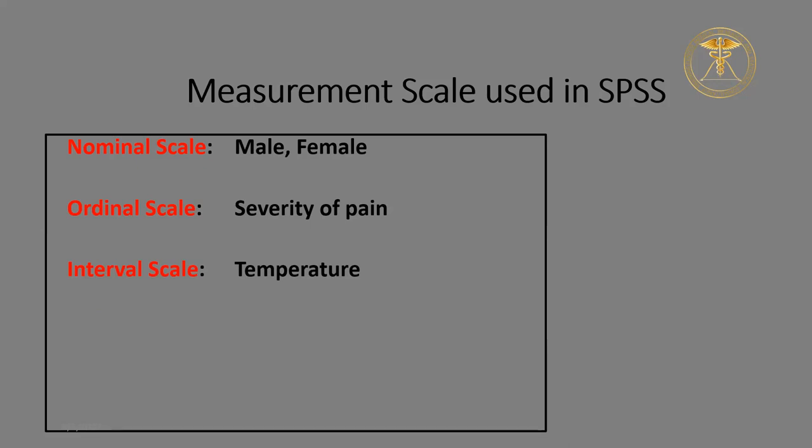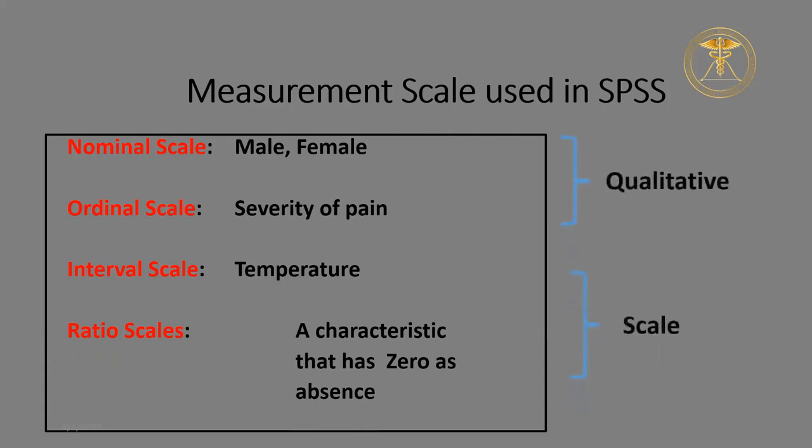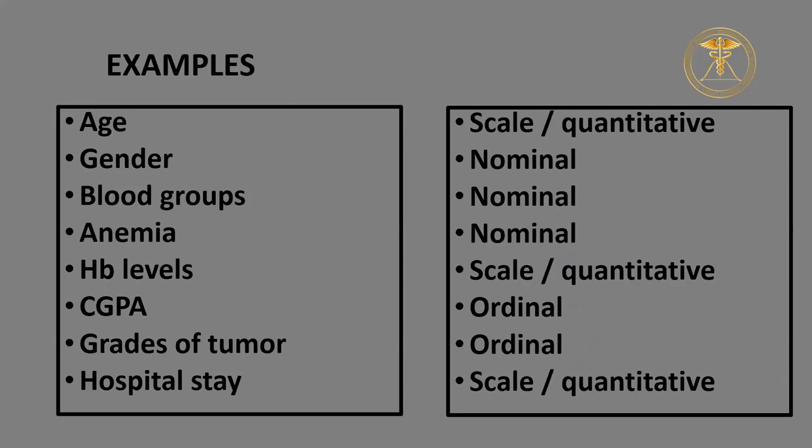In interval scale, we can present our data as 0, and 0 shows presence. Ratio scale is where we cannot present our data as 0, like age. No one can have an age of 0, and other data where absence is shown as 0 is ratio scale. So collectively, nominal and ordinal are used for qualitative data, and interval and ratio are used for scale data.